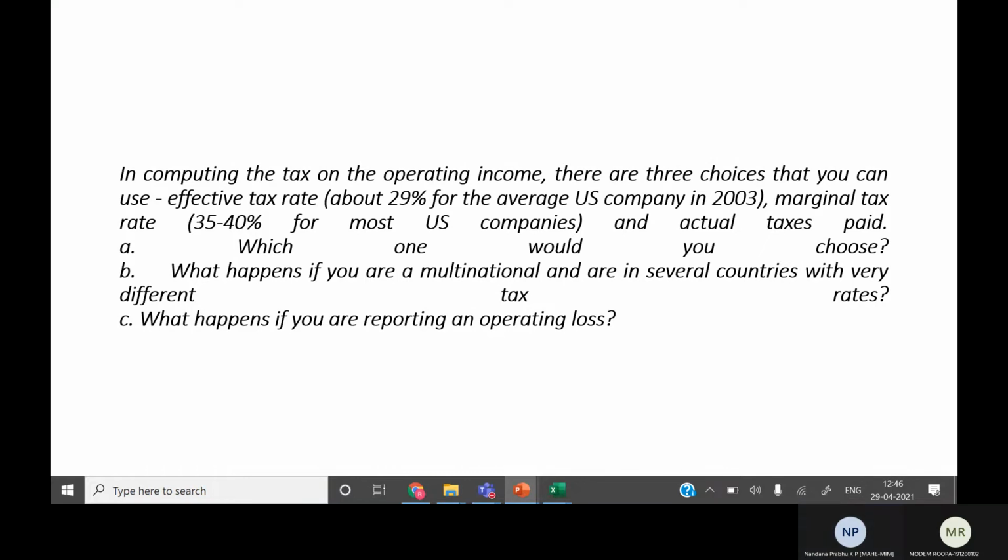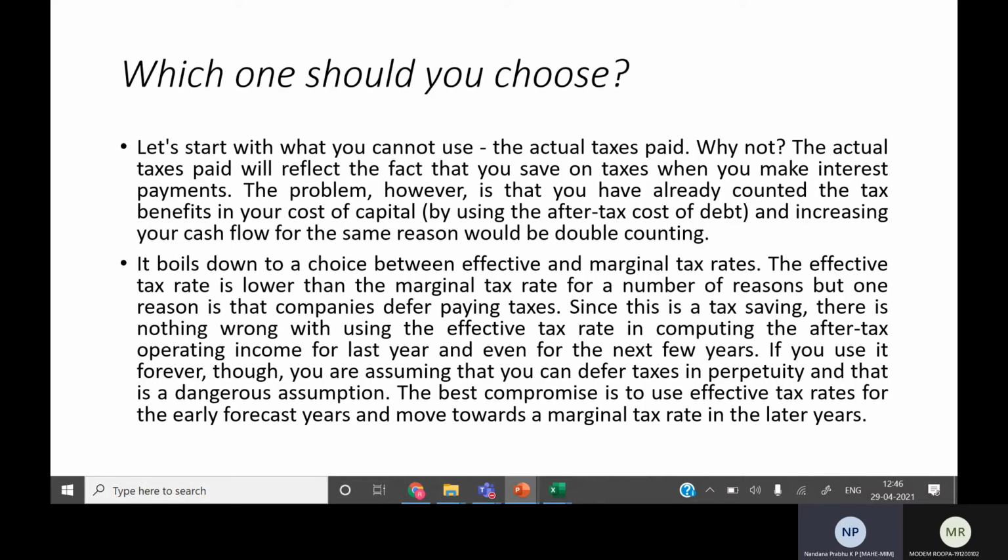Now let us look at the next question. In computing the tax on the operating income, there are 3 choices that you can use: effective tax rate, marginal tax rate, and actual taxes paid. Therefore, there are 3 questions to be answered relating to this. Which one would you choose? Let us go to the next slide to find out the answer to this question.